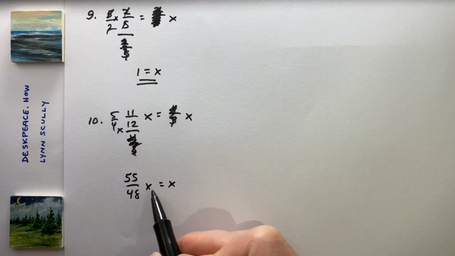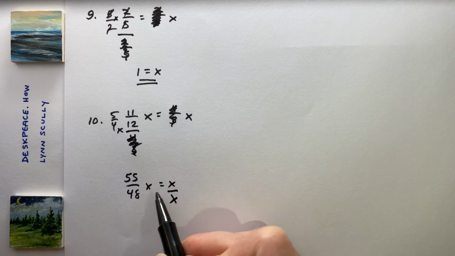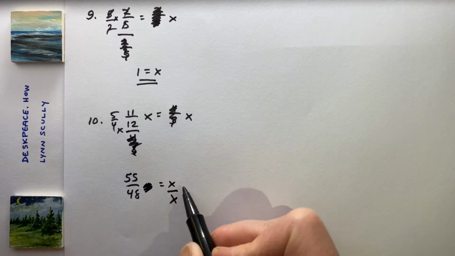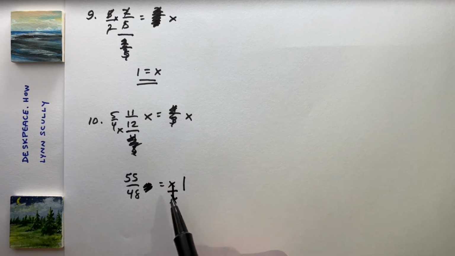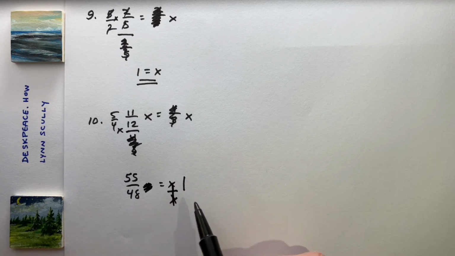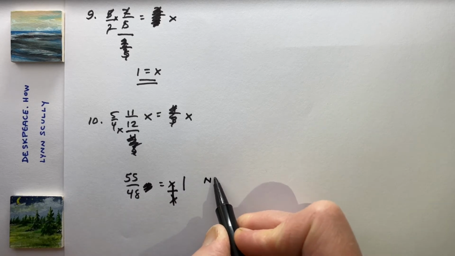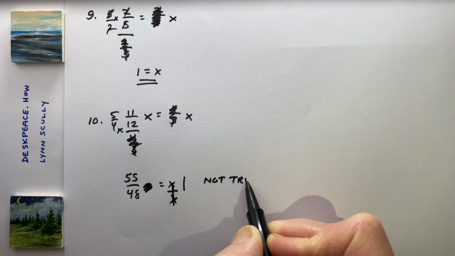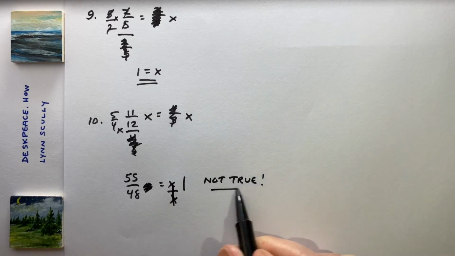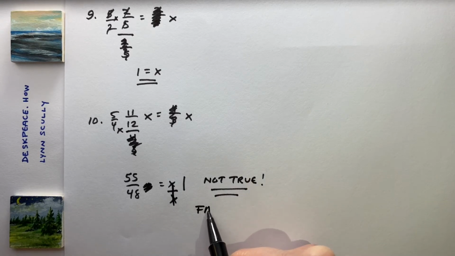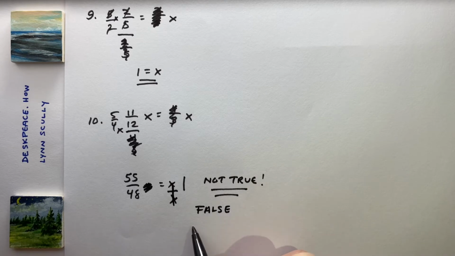Now I'm going to divide by x because I kind of don't know what else to do. And x over x gives me 1. Now, I have 55 over 48 equals 1. That is so not true. Not true. So we would call this a false statement, and it has no solutions.